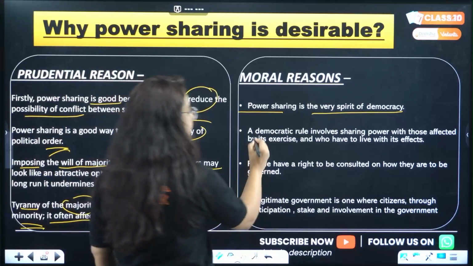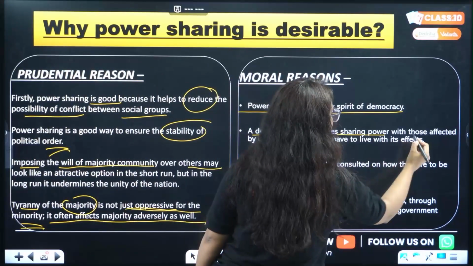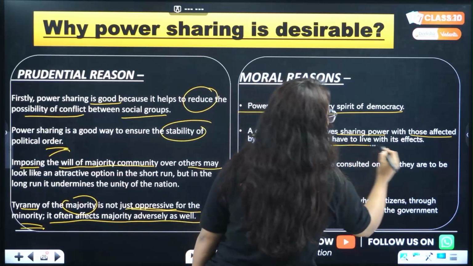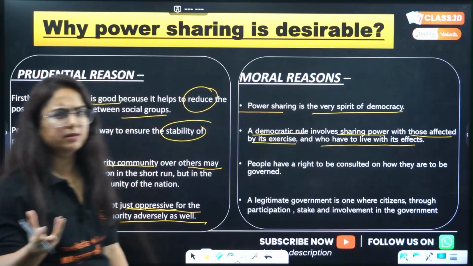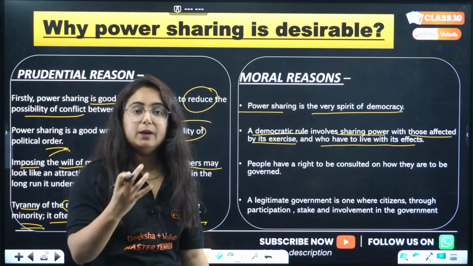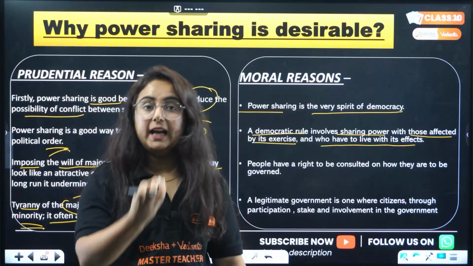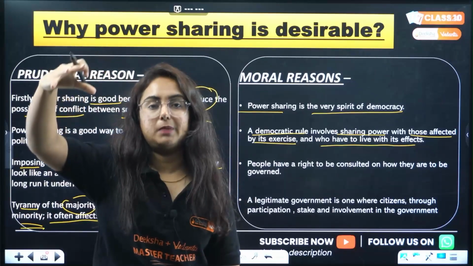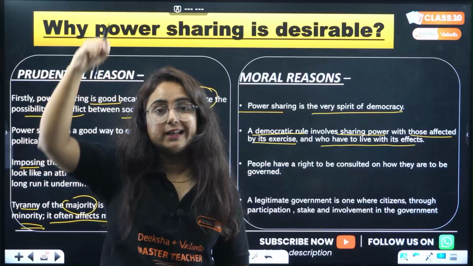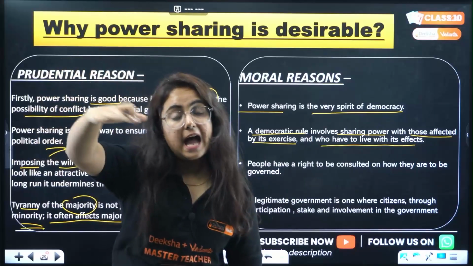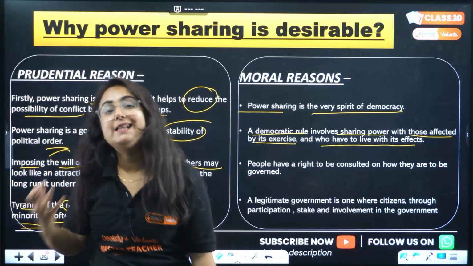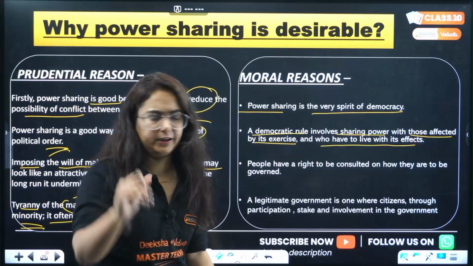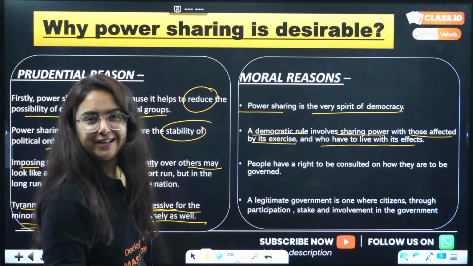Next is, a democratic rule involves sharing power with those affected by its exercise and who have to live with its effect. What is this? Pay attention. Whenever power sharing is done, it is done by a body, constitution, or the decision makers. But don't you think that it affects them also? And also the people who are living with it. That means the population, right? Both are affected. Seems like moral reasons, na?